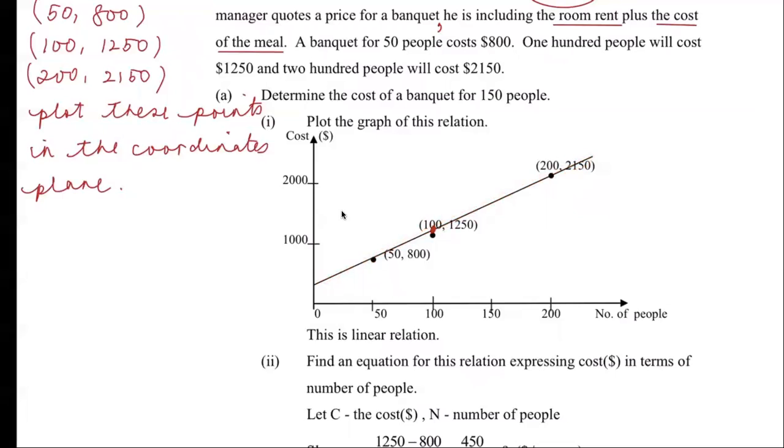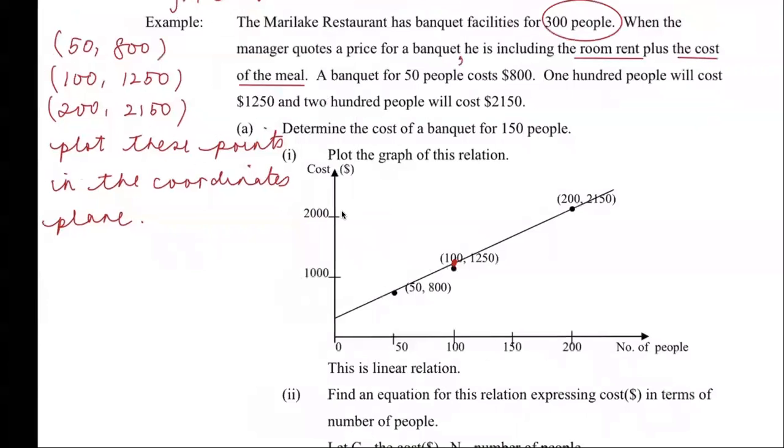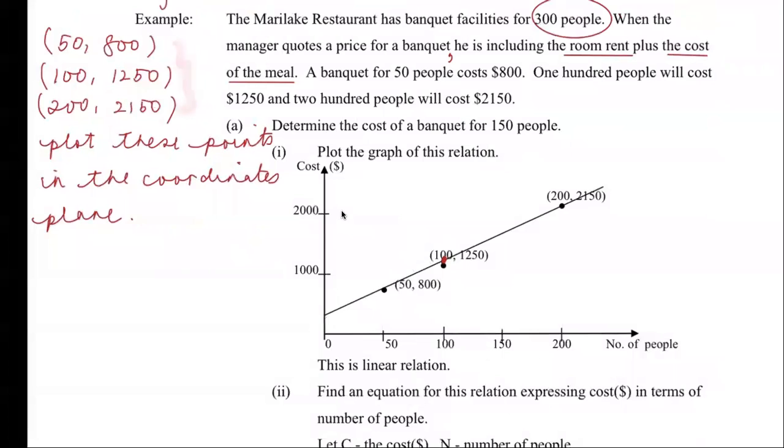We can determine that these 3 points represent a linear relation. So let's look at question part A. A says, determine the cost of a banquet for 150 people. Determine the cost of a banquet for 150 people. So what do we have now? What do we have in our hands now? We have 3 points.